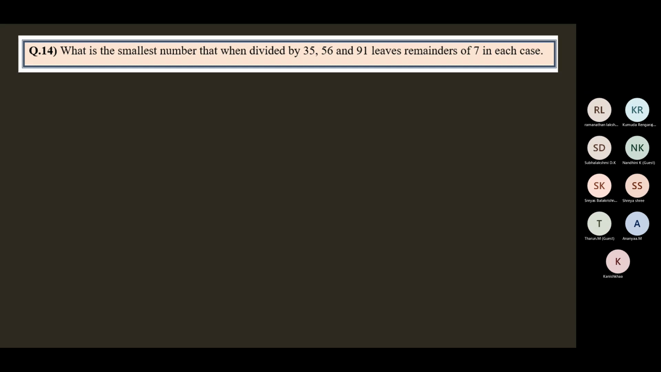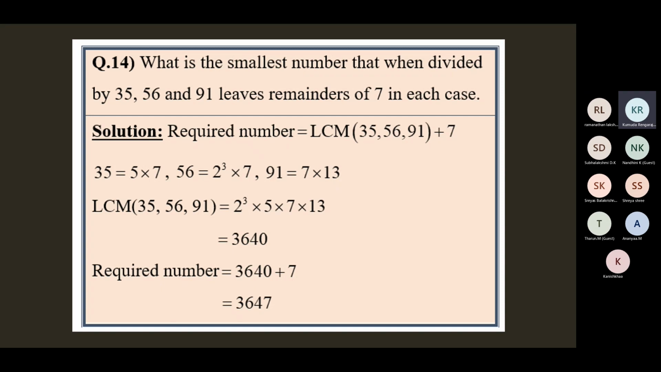Now, LCM is exactly divisible by 35, 56, and 91. No, it should not be exactly divisible. It should leave remainder 7. Then increase the LCM by 7, that's all. If you increase the LCM by 7, then when you divide by these three numbers, the remainder will be 7. Because if it is LCM, remainder will be 0. If you increase the LCM by 1, 1 will be the remainder. If you increase it by 2, 2 will be the remainder. Increase it by 7, 7 will be the remainder.